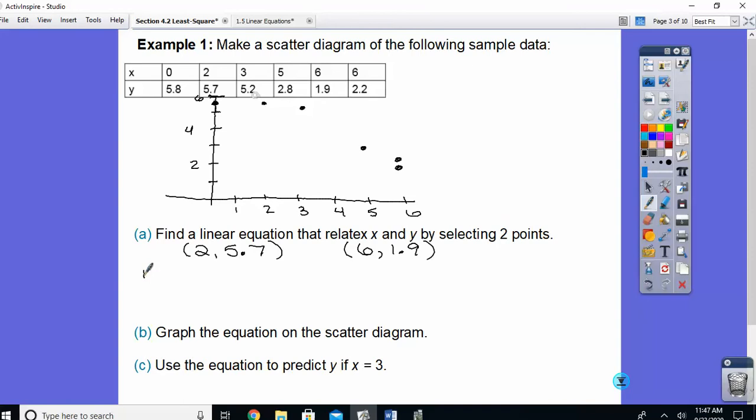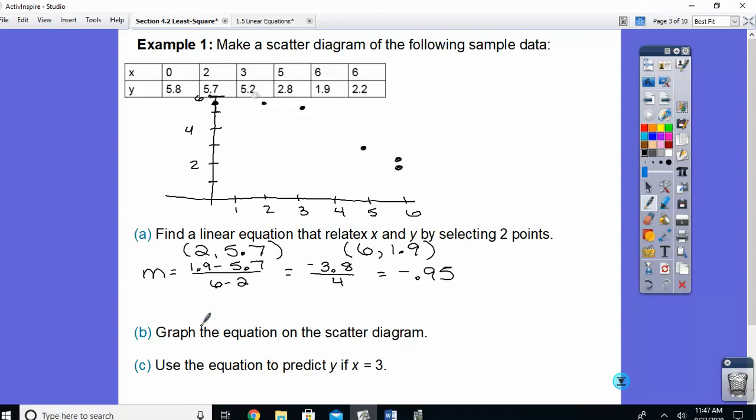So finding the equation of a line, you know you need a slope and a y-intercept. So slope is y2 minus y1 over x2 minus x1. You guys all remember how to do that? Okay. So we get a negative 3.8 over 4. So negative 0.95.